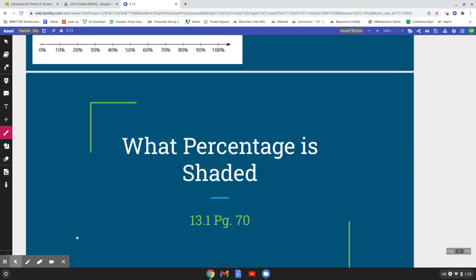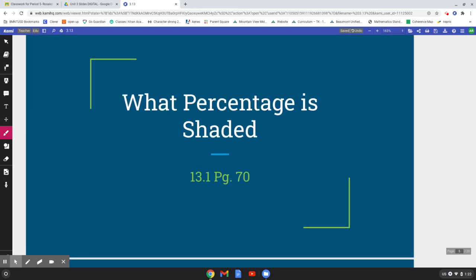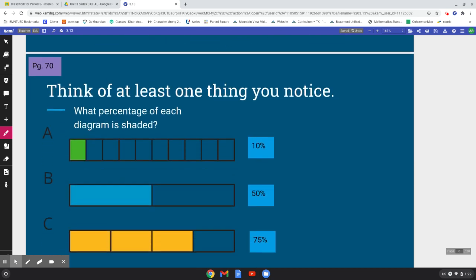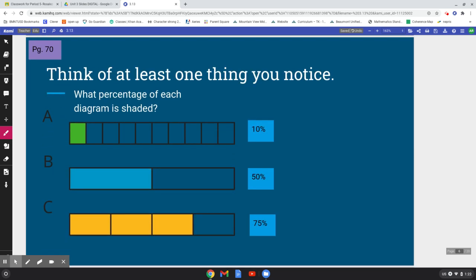Okay, so let's try these. So we're on page 70. And we're starting out easy. It says, think of at least one thing you notice. So what percentage of each diagram is shaded? Well, this is just normal fractions. You learned this probably in like second grade, right? How many are shaded out of 10? Well, 1, right? Now, remember, I've taught you that if your fraction is 1 over 10, you could divide 1 divided by 10. Or you can just know, well, 10% of 100 is shaded. However your brain works, right?